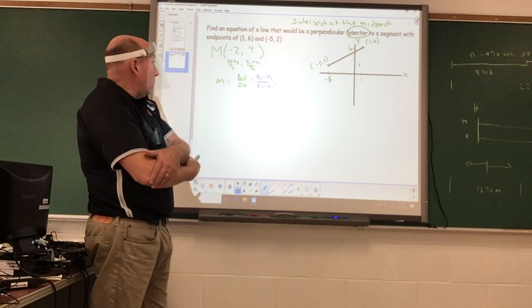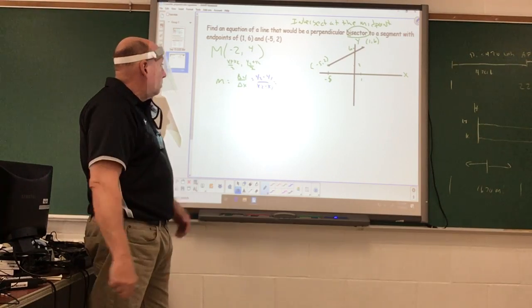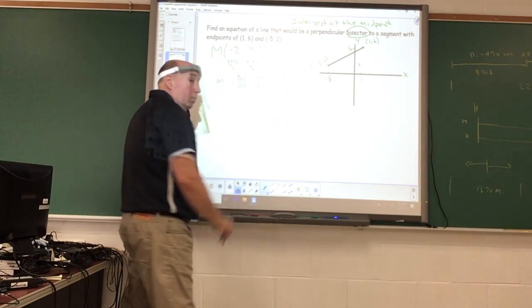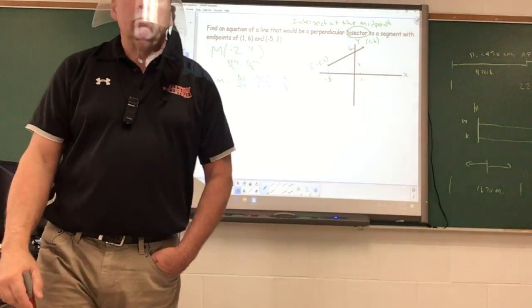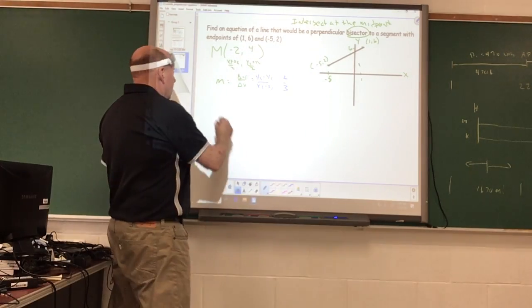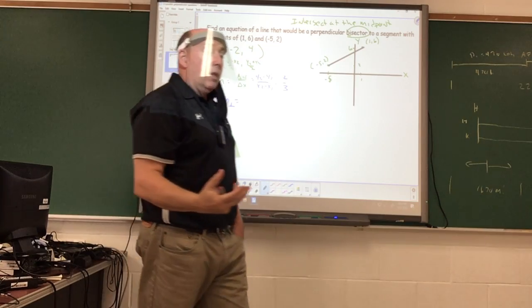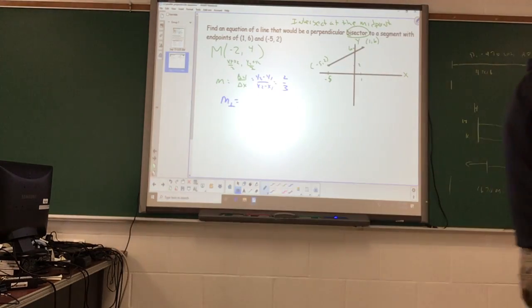Jordan, what's our slope come down to? 2/3. 2/3? Yes. So that's our slope. So now we have to go perpendicular to that. Well, if the slope of a line is 2/3, Riley, what would be the slope perpendicular to that line? If the original slope is 2/3, perpendicular to that, slope would be what? Negative 3 over 2.